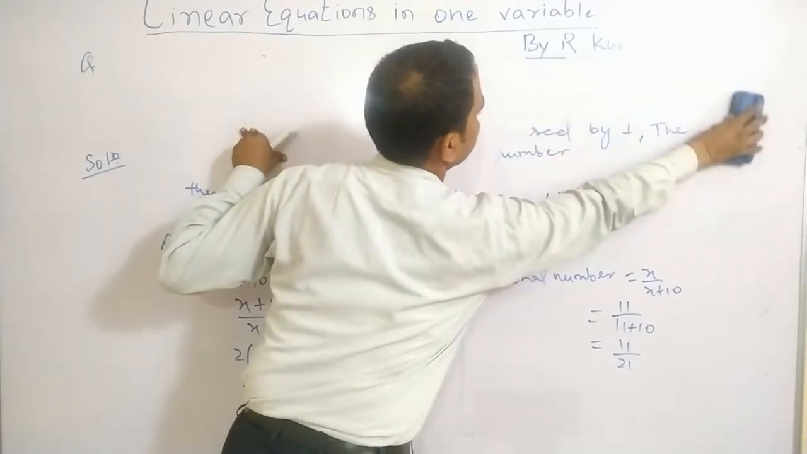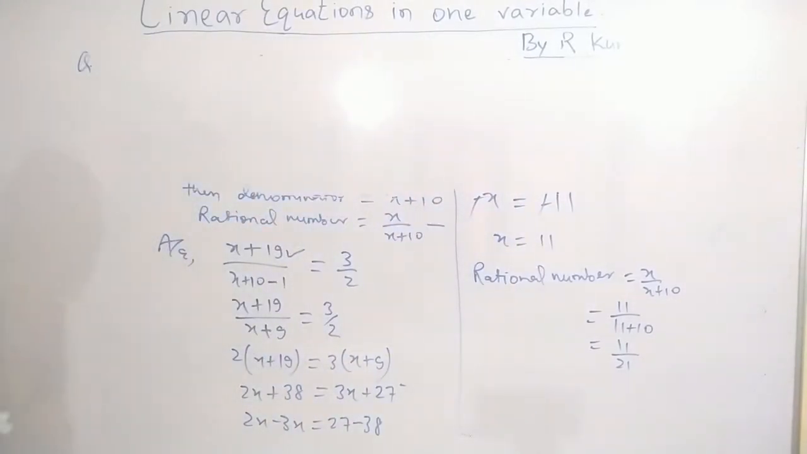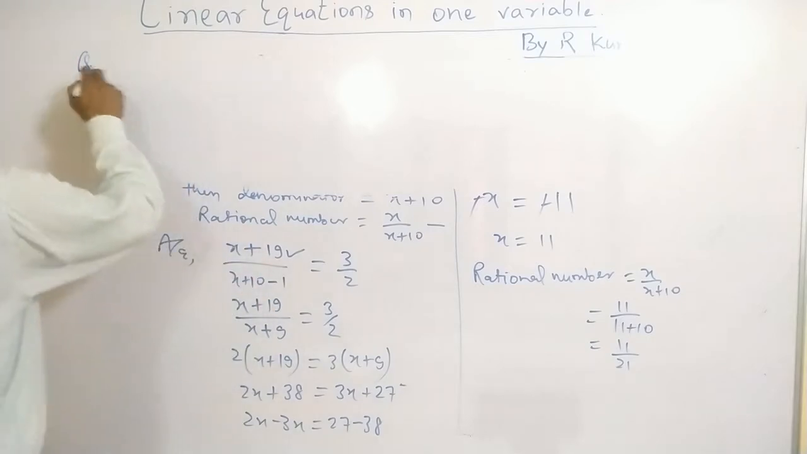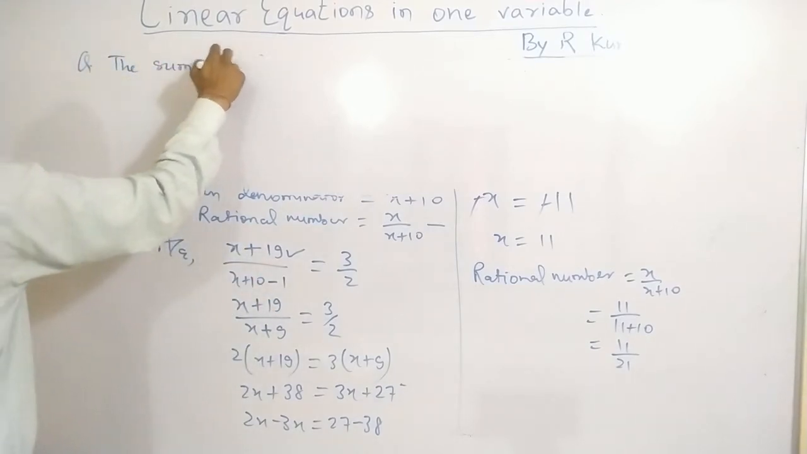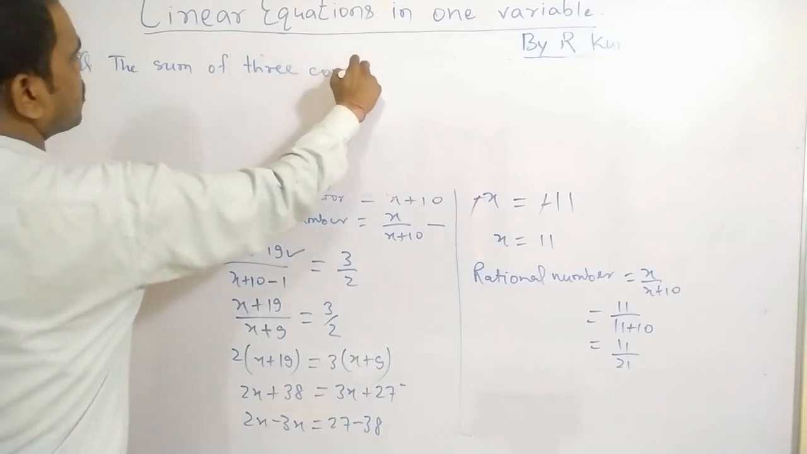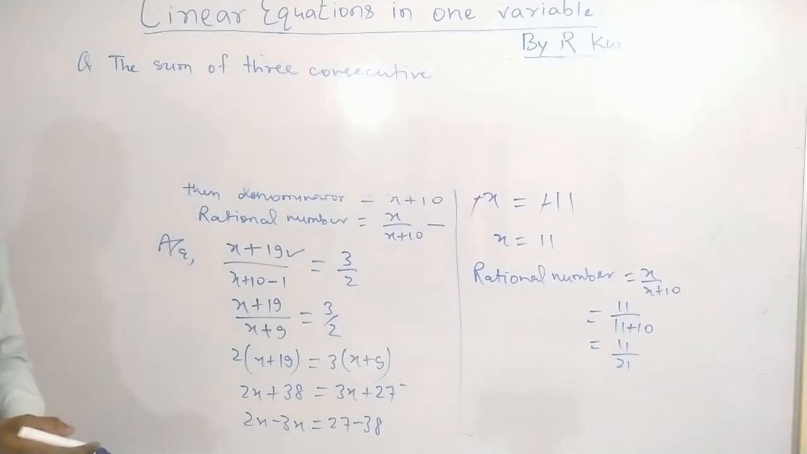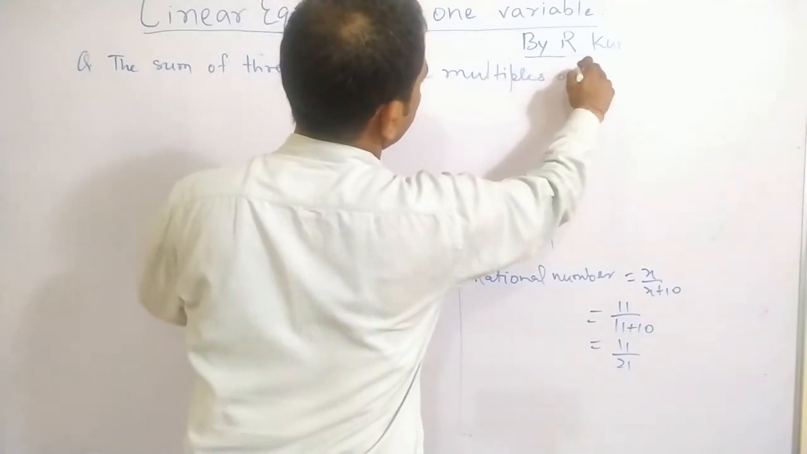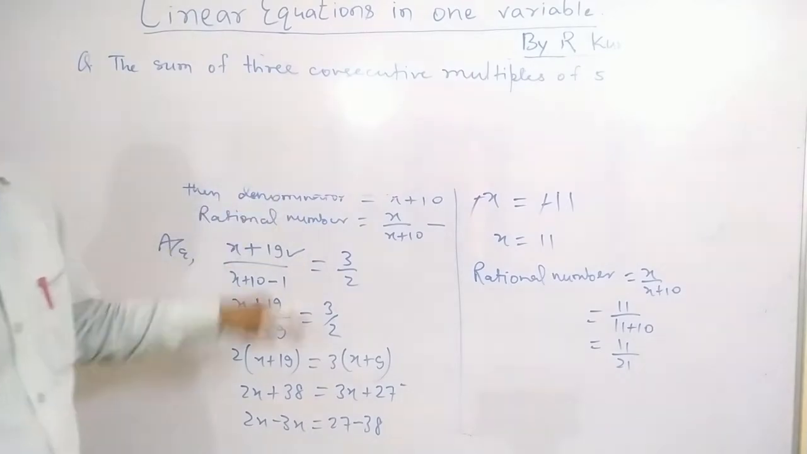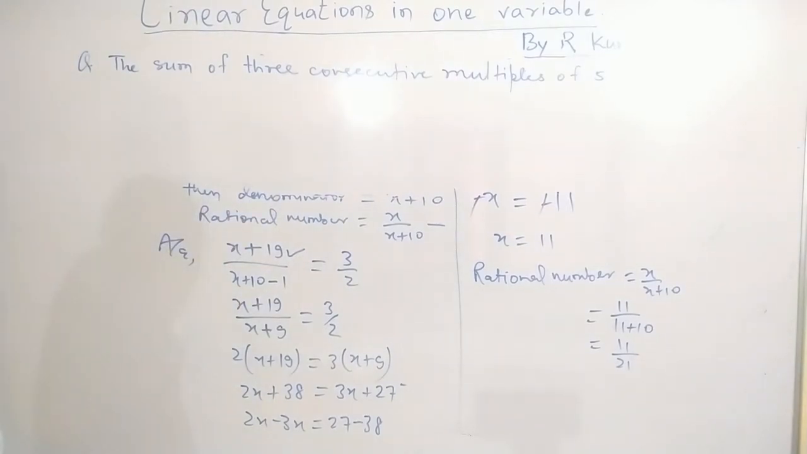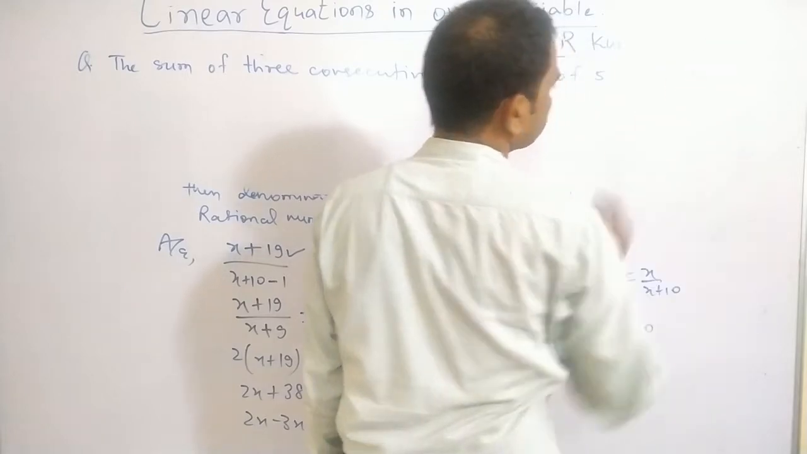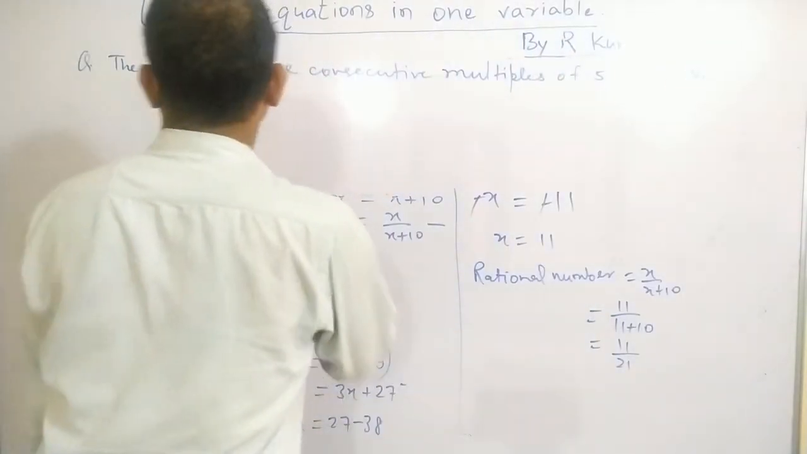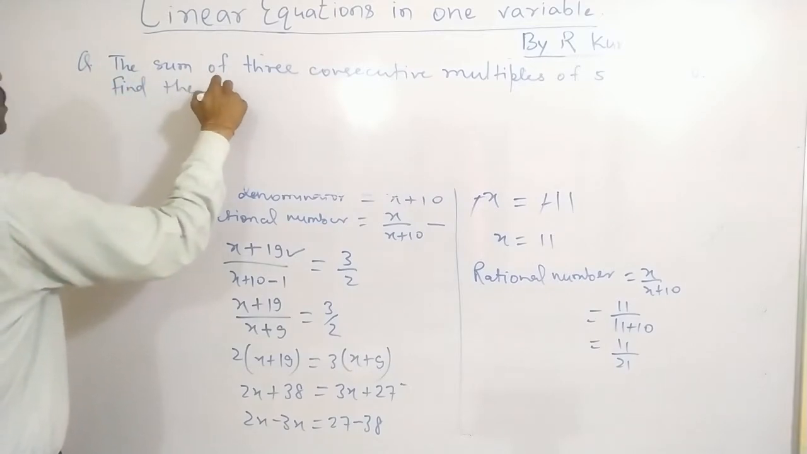The next question, question number 3. The sum of 3 consecutive multiples of 5 is 330. Find the multiples.